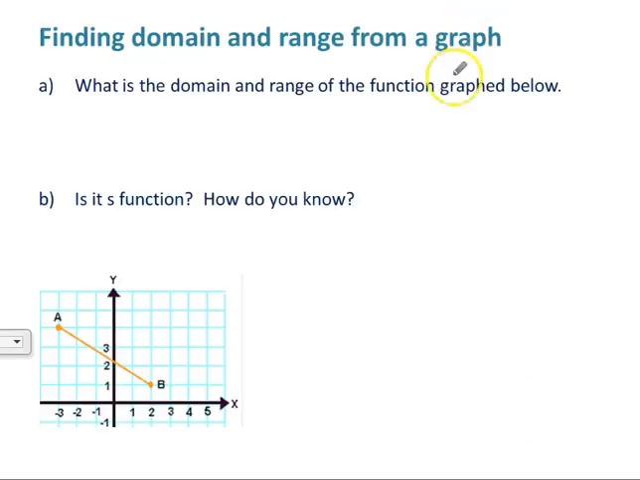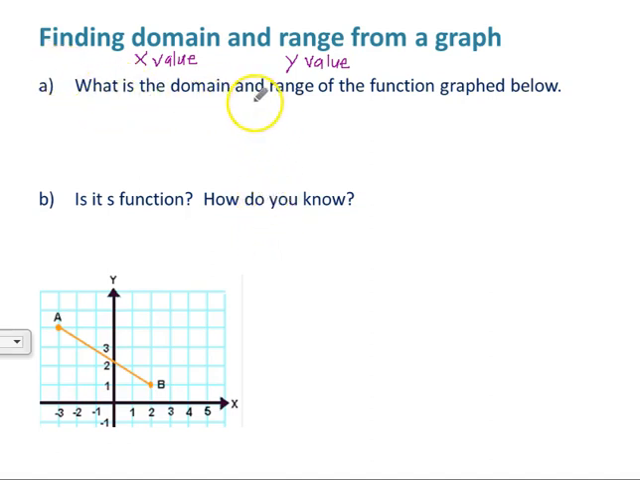And let's dive right in. Let's keep going with that theme of domain and range. So domain, remember, is our possible x values, while the range is our possible y values. And this week, we're going to look at how we can find the domain and range from a graph. So let's try and do that.